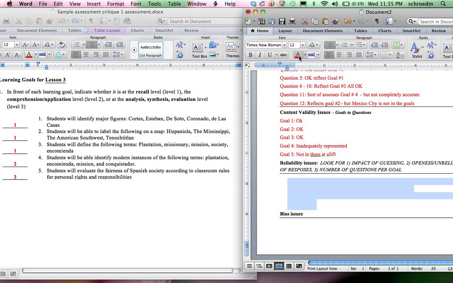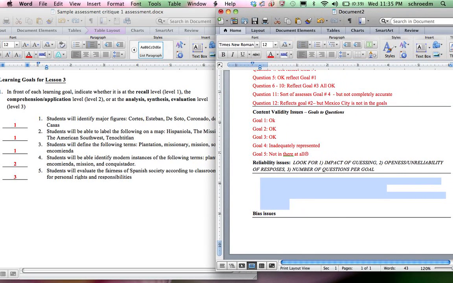The reliability issues, I won't have this on the actual exam, but what you can do is look for the impact of guessing on any set of items, the openness or unreliability of responses. In other words, if it's an open-ended response and I'm not really framing the question very well, I'm opening myself up to all sorts of different kinds of responses that I may or may not want, but I might have to accept as technically getting credit. I want to look for that, and then I also want to look at whether or not I have a reliable number of questions for every goal to really tell me whether or not that goal was accurately assessed.